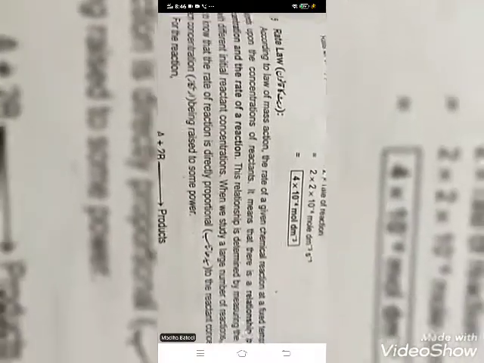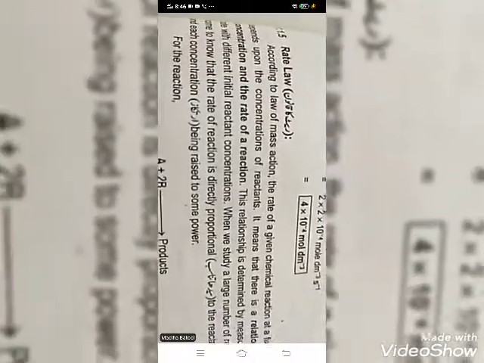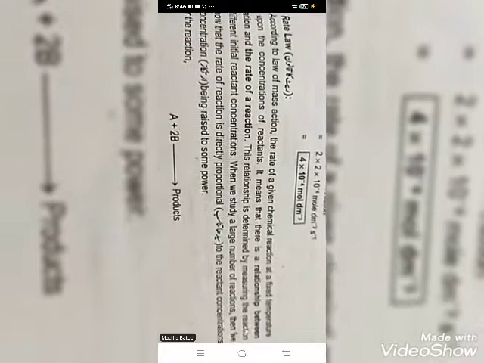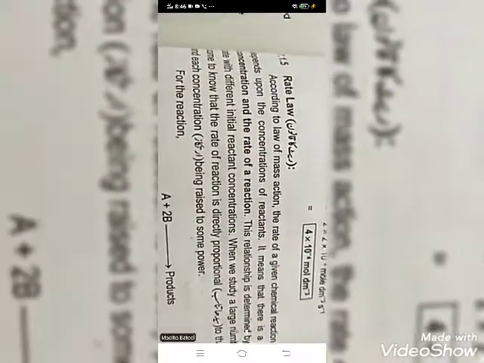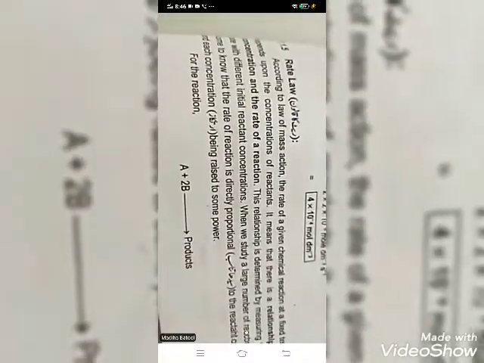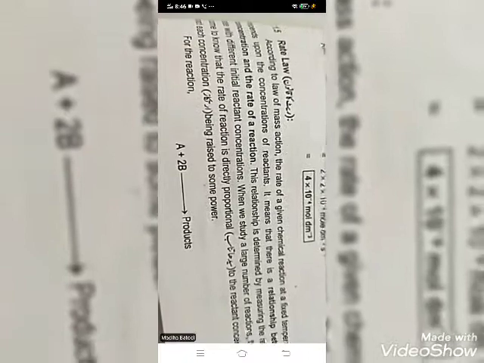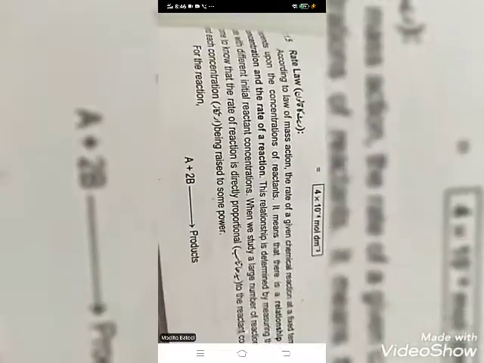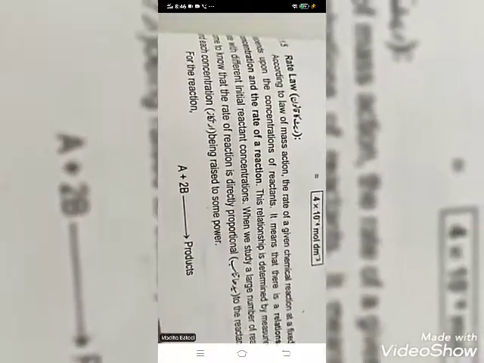What is the rate law? According to the law of mass action, the rate of a chemical reaction at a fixed temperature depends upon the concentration of the reactants. It means that there is a relationship between the concentration and the rate of a reaction. This relationship is determined by measuring the reaction rate with different initial concentrations. If you take a large amount of reactant, we come to know the rate of reaction is directly proportional to reactant concentration, with each concentration raised to some power.